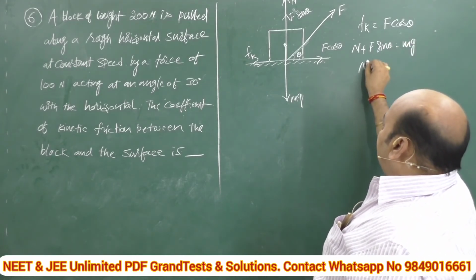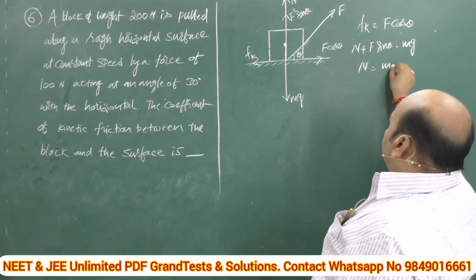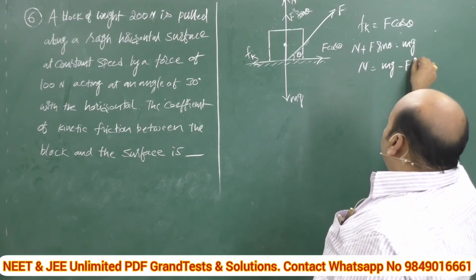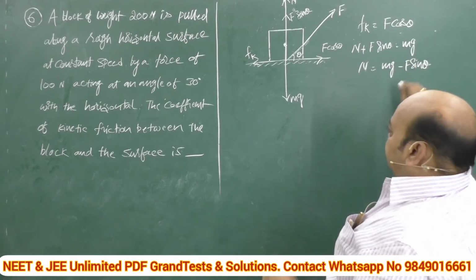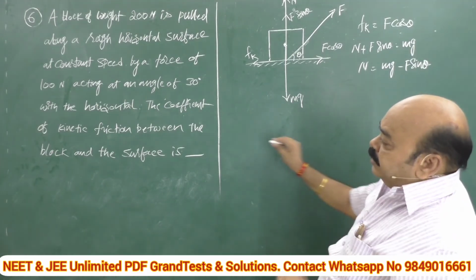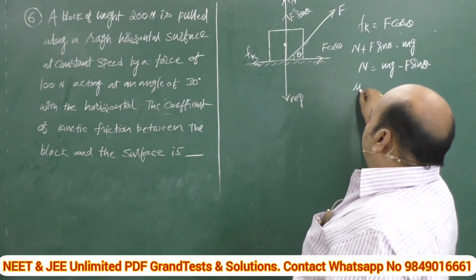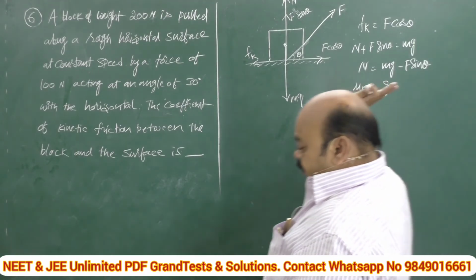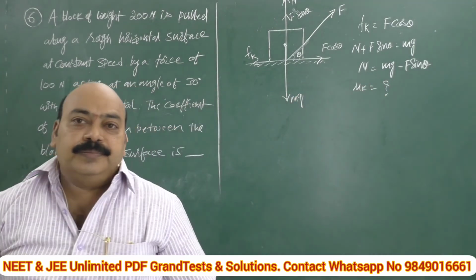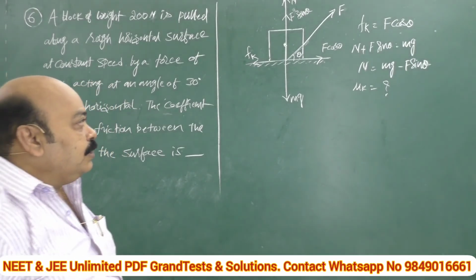From this, what is the value of N? N is equal to mg minus F sin theta. Okay. What are we going to calculate? The coefficient of kinetic friction you have to calculate. So mu k is equal to question mark. This is the data given. Right? Shall we go for substitution?